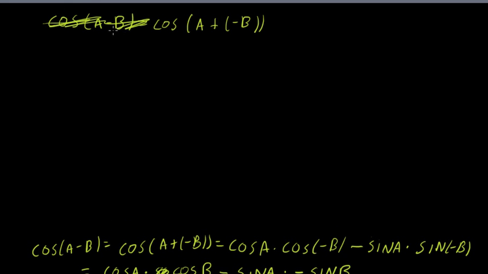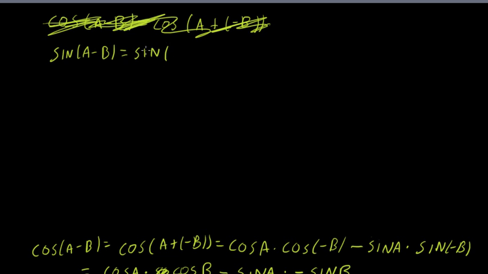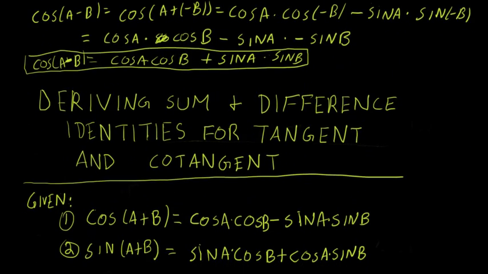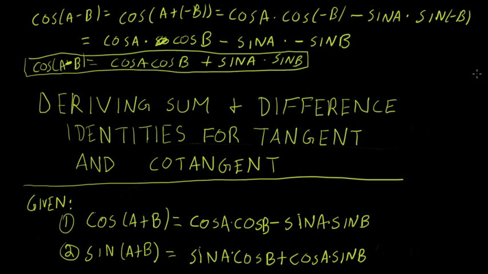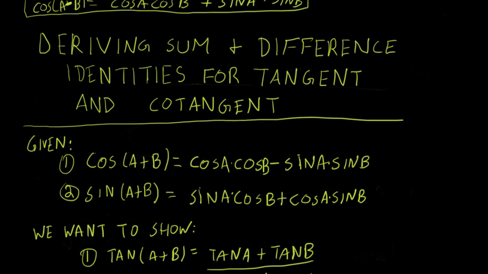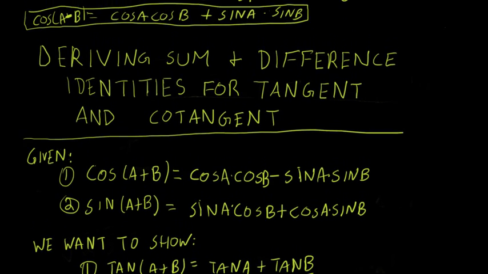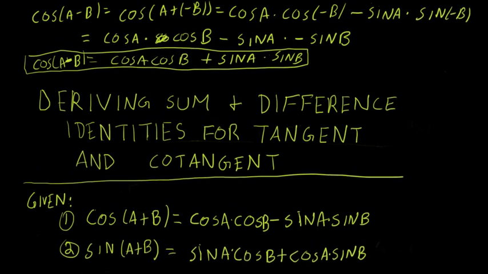Here, I'm just going to put a line through this stuff here. So what about sine of a difference? Well, sine of a difference, sine of A minus B, is the same thing as the sine of A plus negative B. But what is sine of A plus B? Well, I'm going to write that underneath here. The sine of A plus B is sine of A cosine of B plus cosine of A sine B.